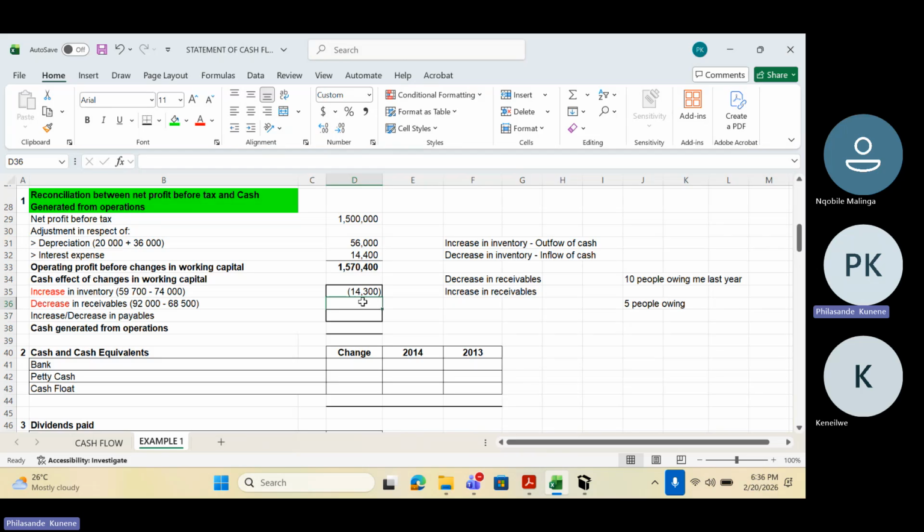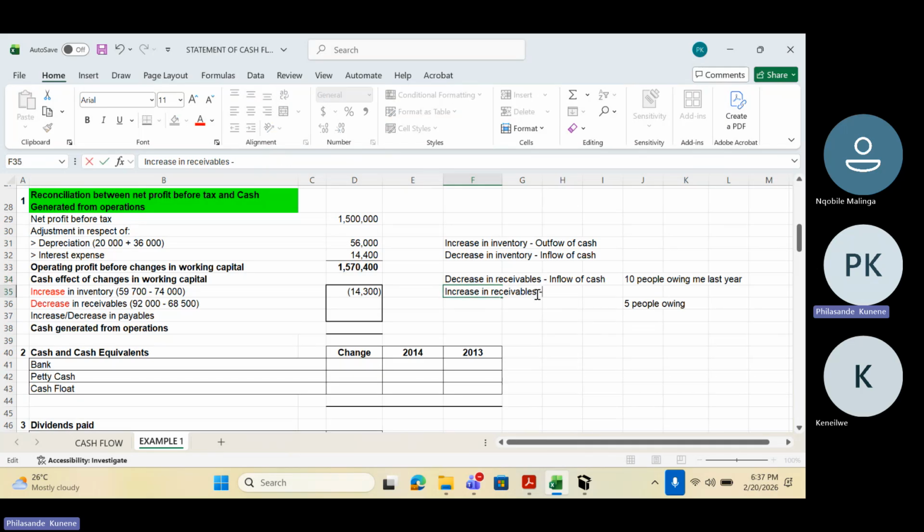So we're going to have an inflow, because when there's a decrease in receivables, it means my debtor has paid me money. If 10 people were owing me last year, now 5 are owing me, which means the other 5 paid what they were owing me. That's why there's a decrease in receivables, which means it is an inflow of cash.